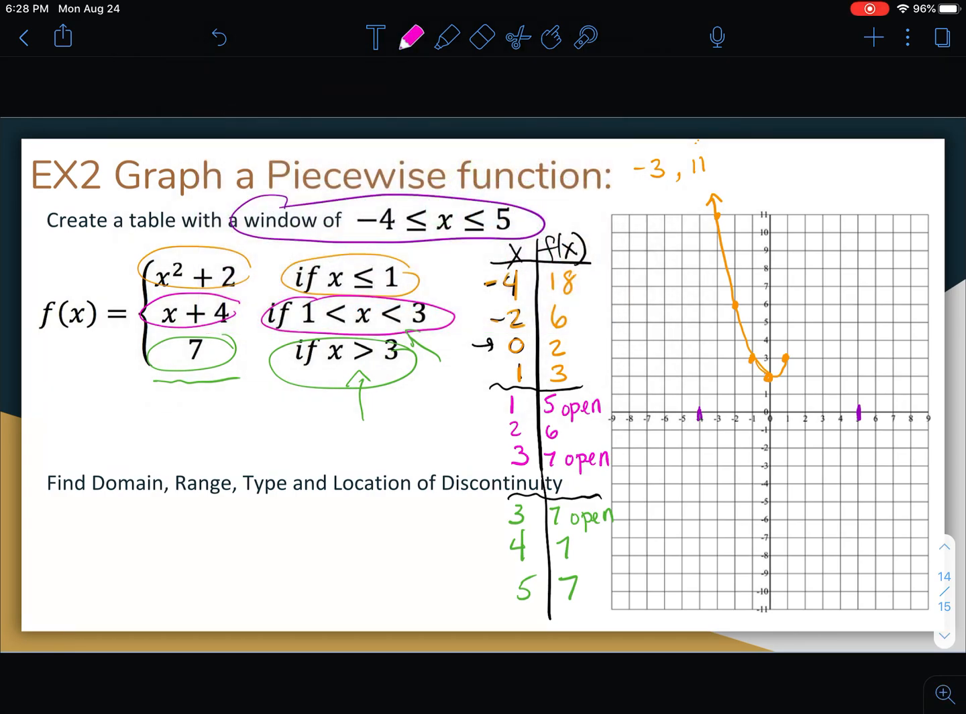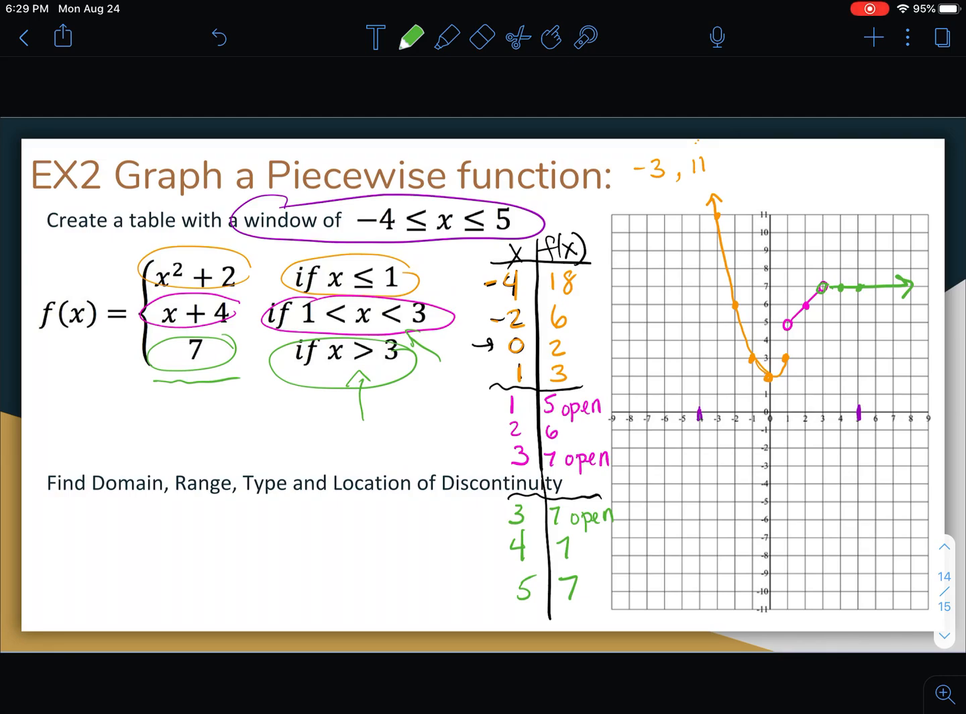Okay, now let's go to our linear piece. For the linear piece, we have (1, 5) open. We have (2, 6) closed, and we have (3, 7) open. So it's just going to be this little segment. Okay, and the last one is saying use this constant of 7 for anything greater than 3. Notice we have this open again at (3, 7). And then we have (4, 7), (5, 7), and it goes for anything greater than 3. So we're going to put an arrow right here.